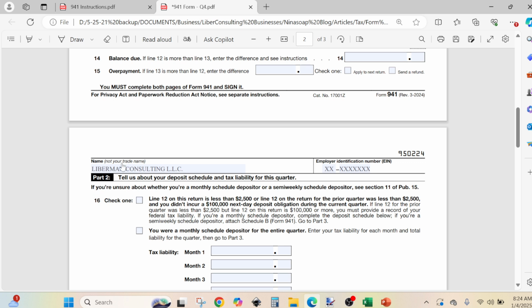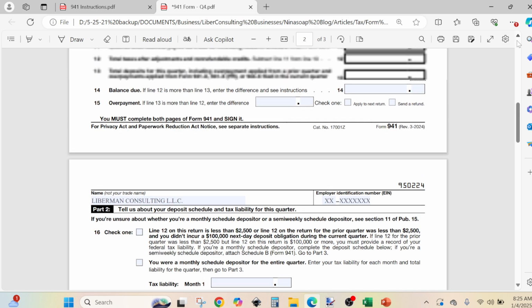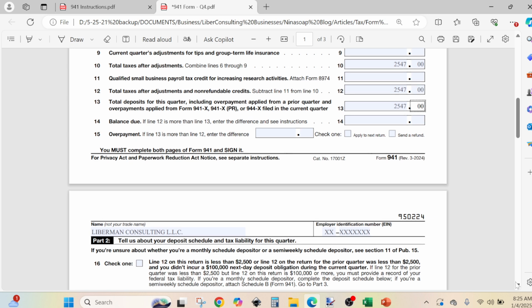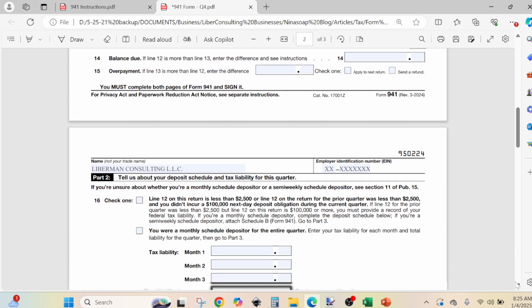Okay, so now again, in this example where we are entering dollar amounts in Part 2, you enter your business name and your EIN on the top of page 2. So Part 2, Form 941: if your line 12 is less than $2,500, you'll check that box. But in our example, it is more than $2,500. It is $2,547, which is $47 or $48 more. Okay, so let's see what else they are saying here.